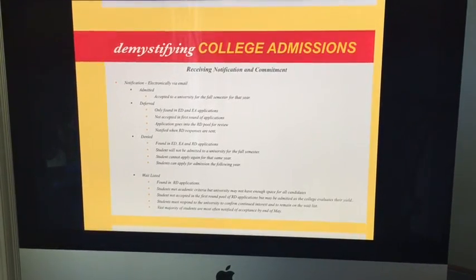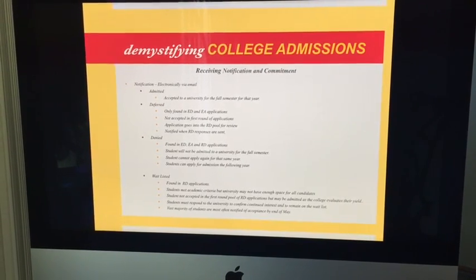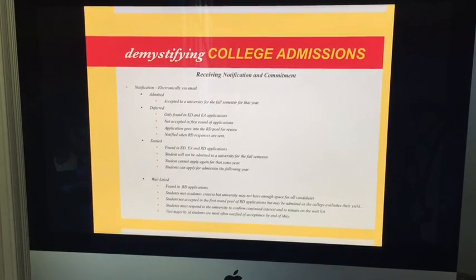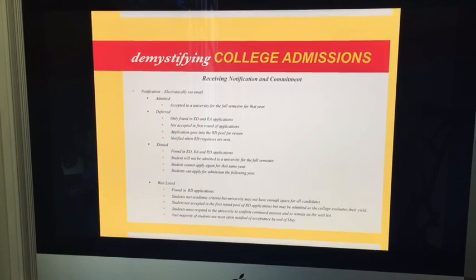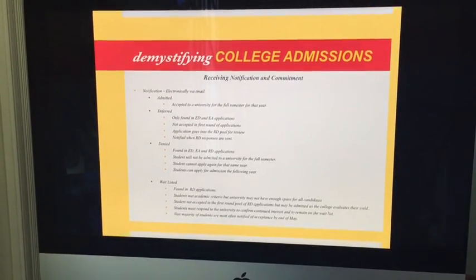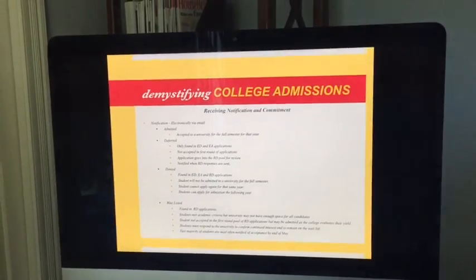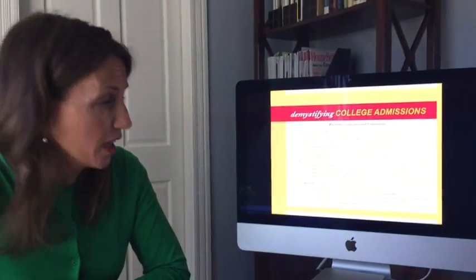The next option that students hear is that they've been denied. This response is found in early decision, early action, and regular decision applications. Students will not be accepted to the university for that fall semester. They cannot apply again for that same year, but students are able to apply for admission the following year.